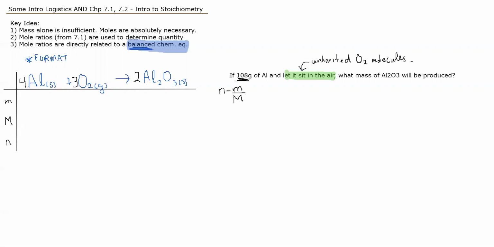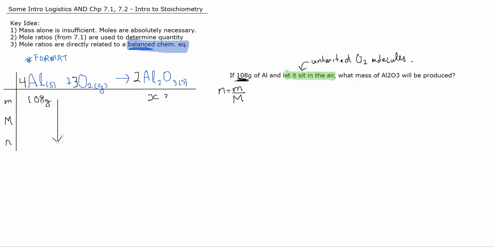If I have 108 grams of aluminum, then what is the mass of aluminum oxide I'm going to create? You may be tempted to go from the 108 directly to the X, but you can't. Right here, mass alone is insufficient. In fact, the only way we can go from one part of a chemical equation to another is by going through moles.